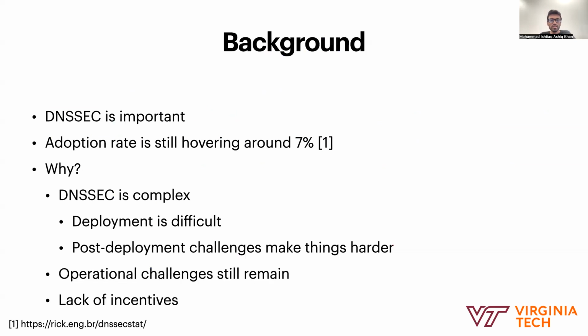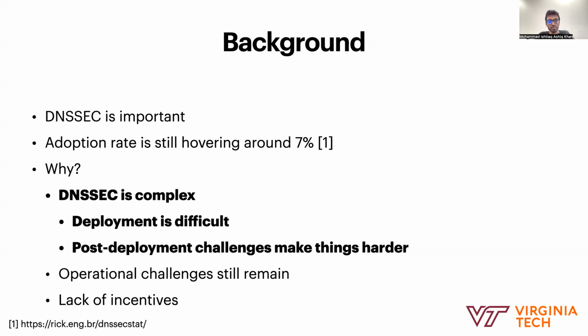So we all know that DNSSEC is really important, but its adoption rate is still really low. The reasons that have been identified in the prior works are generally that DNSSEC is really complex, deployment of DNSSEC is difficult, there are post-deployment maintenance challenges, operational challenges such as lack of registrar support, and then of course there is a lack of incentive for the domain owners to deploy DNSSEC. In this work, we want to address the complexity part of it. Using an automated tool, we want to find out whether we can reduce the complexity of DNSSEC, especially the post-deployment complexities of DNSSEC.